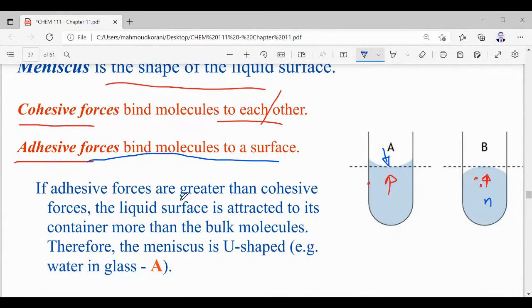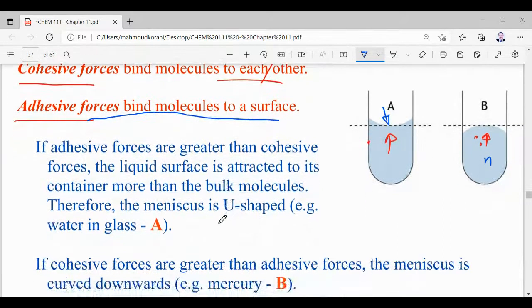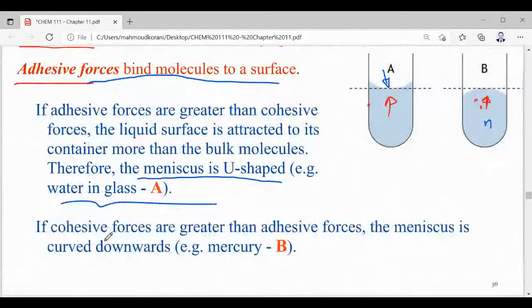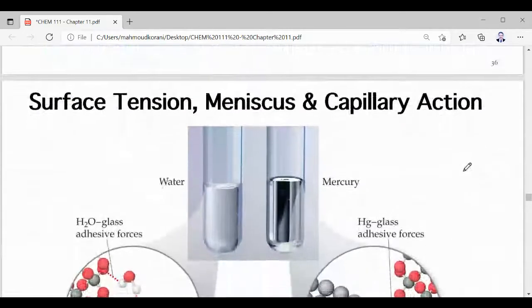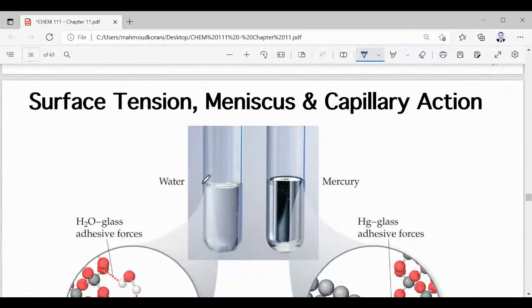If the adhesive force is greater than the cohesive force, the liquid surface is attracted to its container more than to the bulk molecules. Therefore, the meniscus is U-shaped, like water in glass. On the other side, if the cohesive force, the forces between the molecules themselves, is greater than the adhesive force, which is the force between the molecule and the solid wall, the meniscus will be downward, like mercury in glass. This is the real meniscus of water.